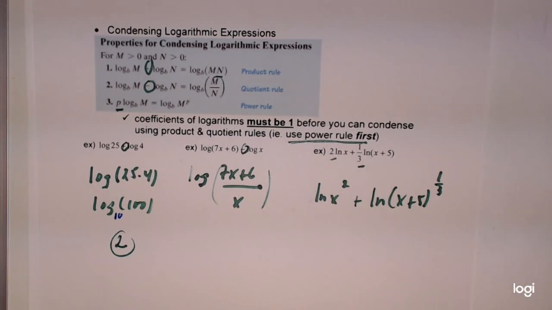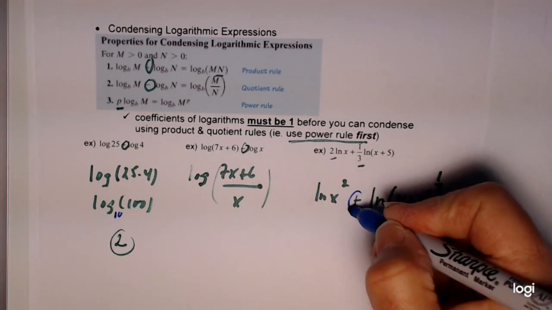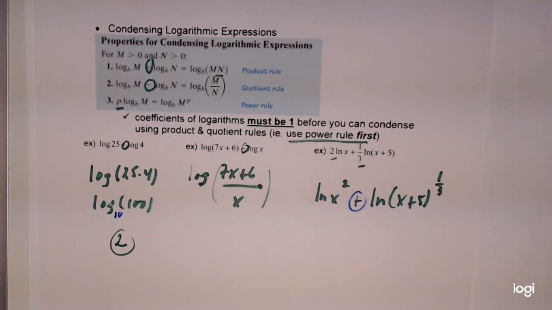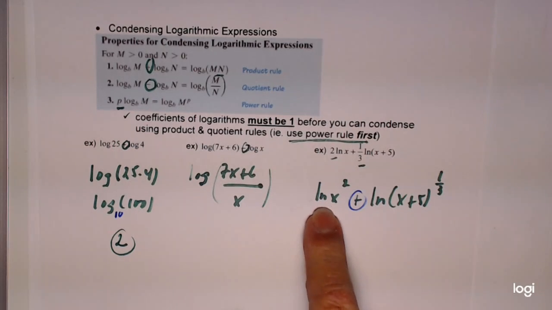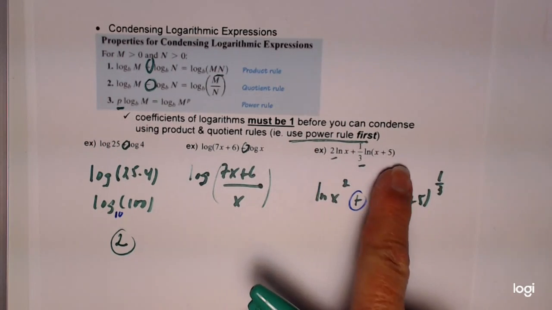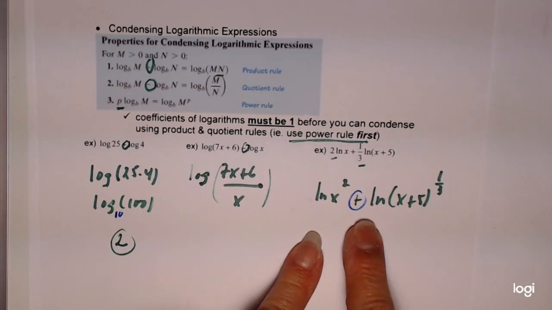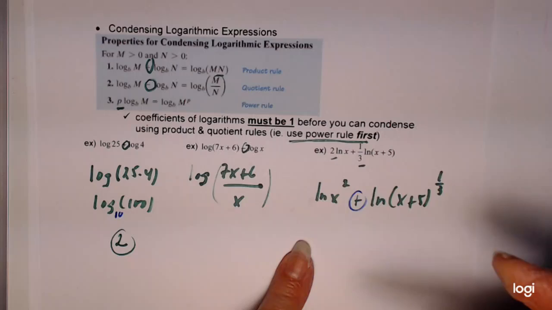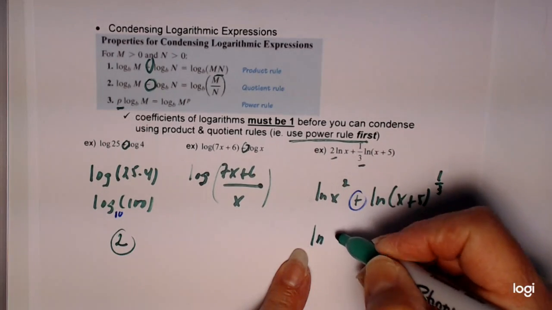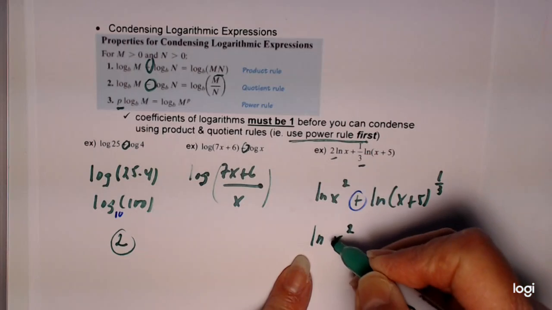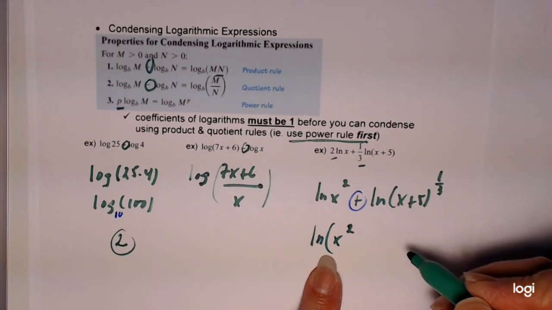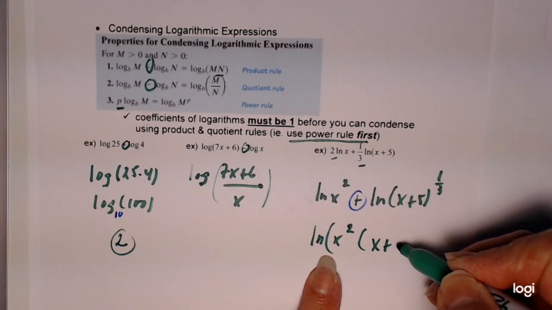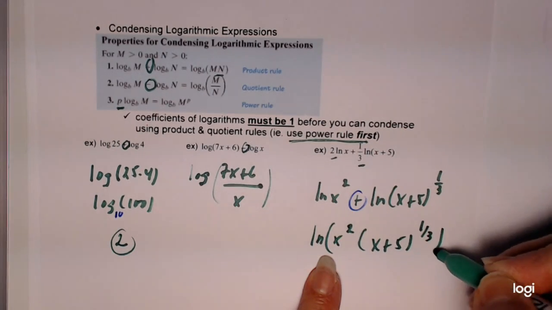Continuing on, I'm seeing here that we have an addition sign between those two log statements. And by the way, remember, ln means the base here is e, that invisible e, but we have to remember that. So these individual log statements, we started with 2, we still have 2, but these can be combined now into 1 using multiplication. So natural log, I'm going to put this in parentheses, x squared times x plus 5 to the 1/3.